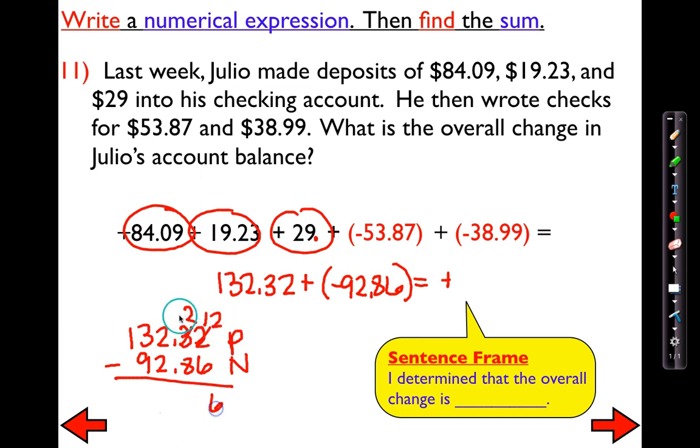12 minus 6 is 6. We're going to have to borrow. 12 minus 8 is 4. We're going to have to borrow again. 11 minus 2 is 9. And here, 12 minus 9 is 3. So how much is he left with? He's left with $39.46. So I'm going to go ahead and say Julio's current balance is $39.46, assuming he did start with 0.